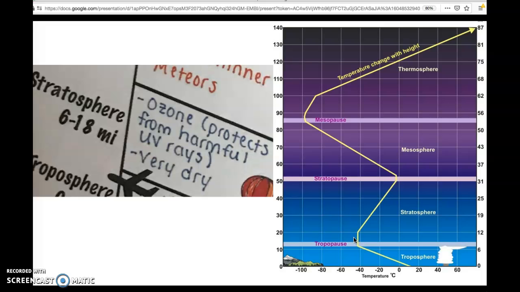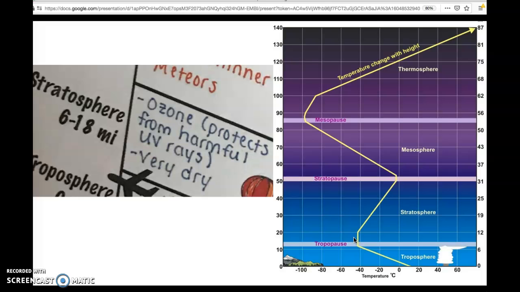Typically, the jet stream is found right where it says tropopause right there. The jet stream is found right there, and just a little bit above as well. This is where our jet planes will fly. If you go up in an airplane, it's typically not very turbulent right there. It doesn't have a lot of ups and downs as far as wind goes, so that's a good place for our planes to fly, but they don't fly much higher than that.